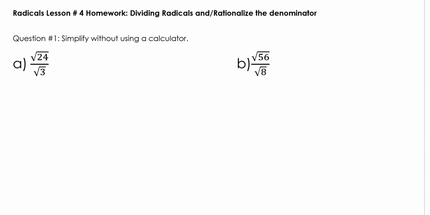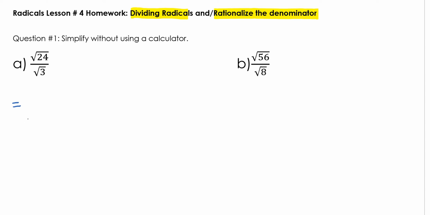I'm now moving on to the homework questions in lesson number 4 in the radicals chapter. And in this lesson, we'll focus on dividing radicals and also rationalizing the denominator. All right, so let's take a look at question number 1a, root 24 divided by root 3.